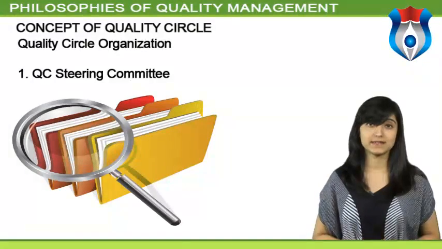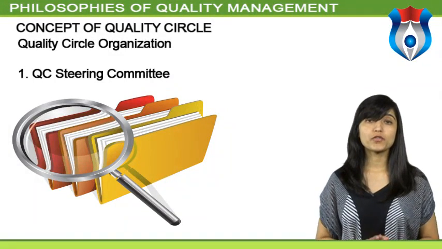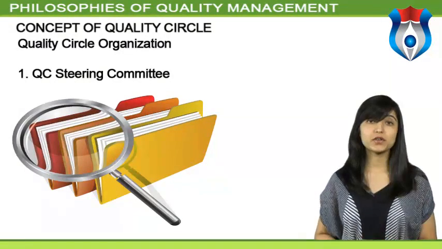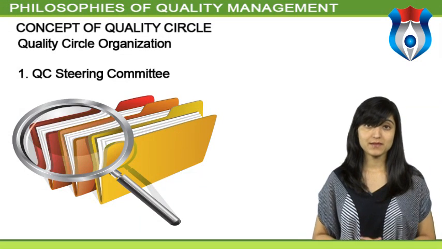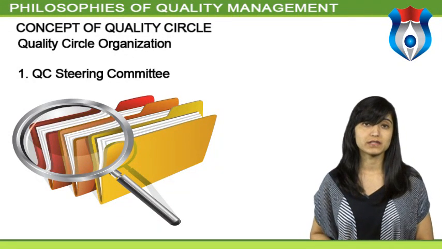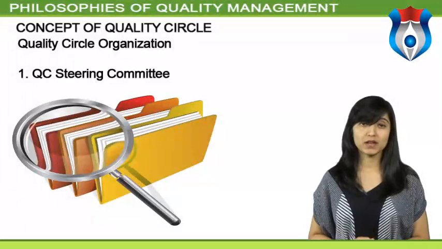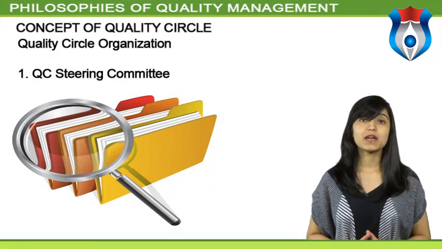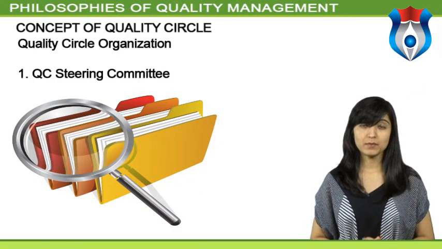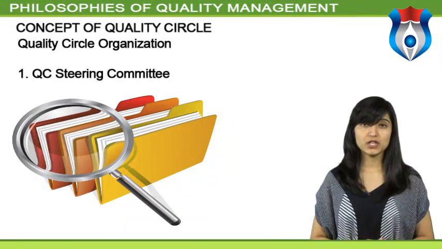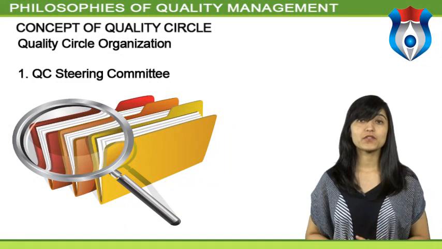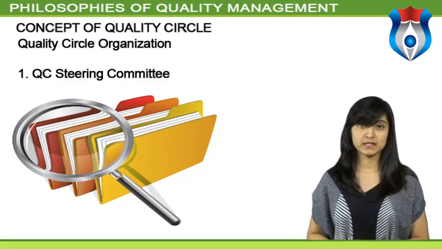Quality circle organization. The introduction of the QC program is managed by the QC Steering Committee and QC Office. The QC Steering Committee may consist of the following officials: DTO Chairman, DP Co-Chairman, GM Production, GM HRD, GM E&M, GM Excavation, GM Materials, GM Safety, GM IED.